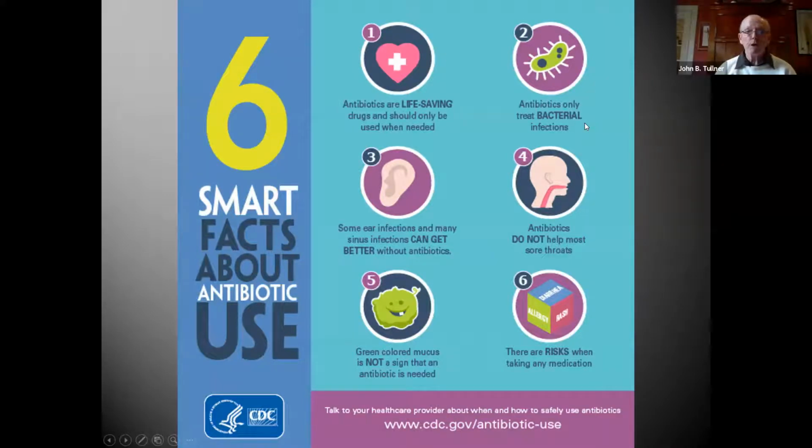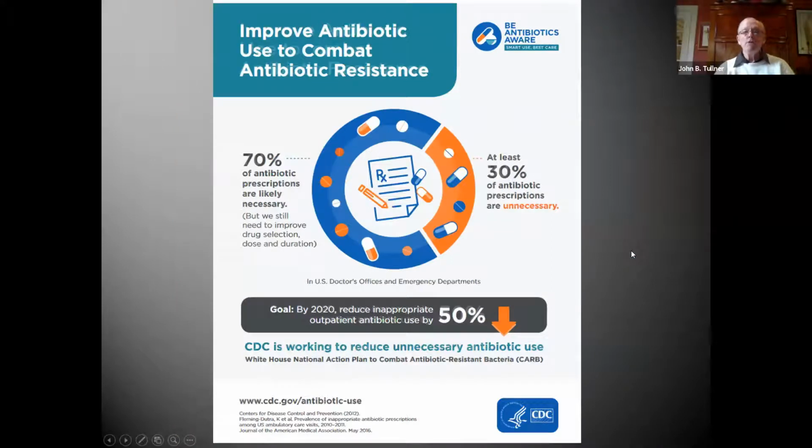Number two is antibacterial treats only bacterial infections. We just discussed that. Number three, can you get better? Some ear infections don't need antibiotics. That's just an example. Number four states that antibiotics do not help with sore throats unless there's a secondary organism. Antibiotics are not necessarily or should not be written for green sputum. And finally, there are risks with all antibiotics that we take. When we prescribe an antibiotic, we're putting someone at risk, and we'll talk about that. This is just to show you that 70% of the antibiotics that are written are appropriate, but 30% are not indicated.